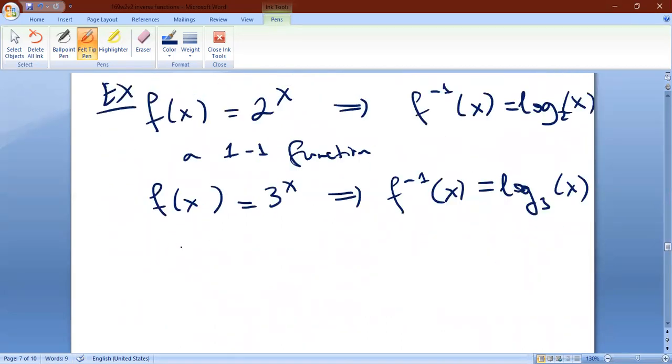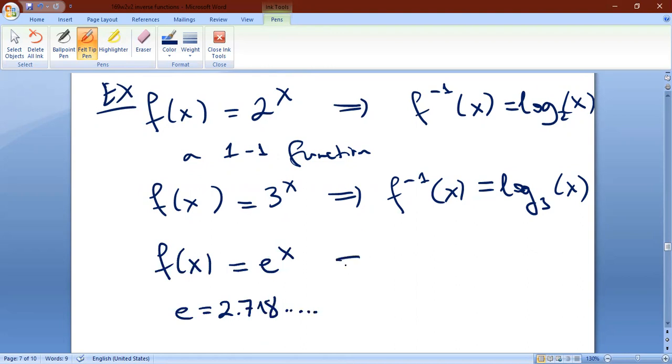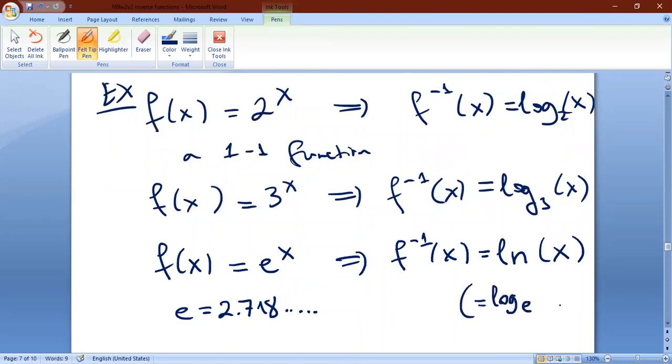And there is also another function which we will work with very often, e to the x. Here e is this number, remember, 2.718. It's a transcendental number like pi, and its inverse has a special name, ln, natural logarithm. It's actually the same as log base e of x, but we don't write log e of x. The notation is rather ln of x, natural logarithm of x.